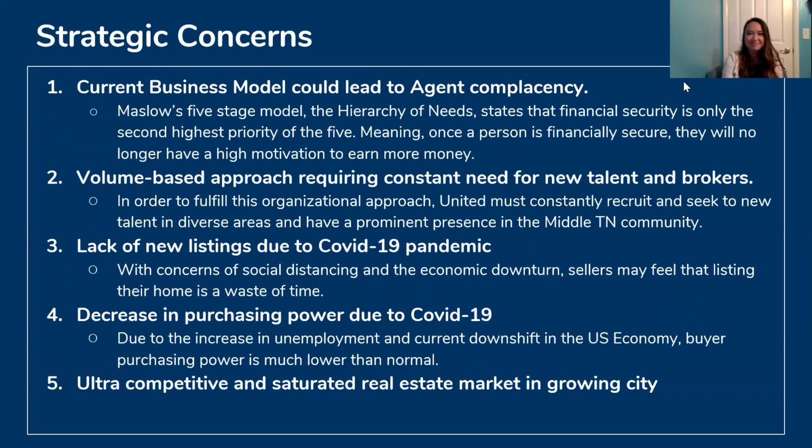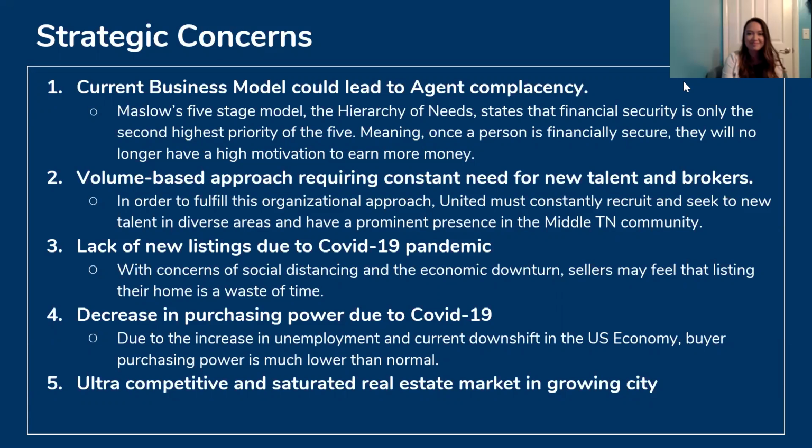So based on the above analysis, we have summarized the following 5 concerns that United Real Estate is focused on. And the third is that the current business model could lead to agent incompetencies. According to Maslow's 5-stage model and the hierarchy of needs, United Real Estate allows 100% commission fee to attract talent, but the huge profits have weakened the motivation of agents. And then United Real Estate is adopting a volume-based approach, which requires a constant need for new talent and brokers.